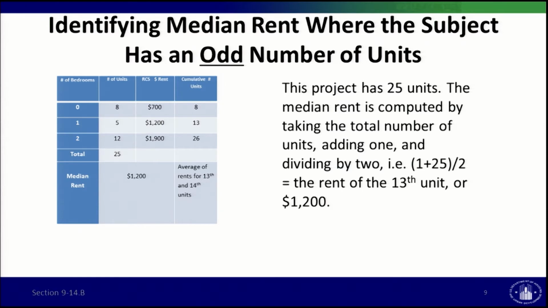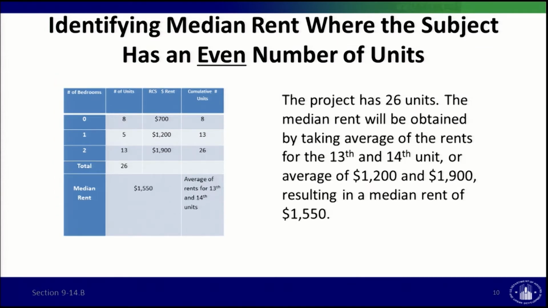Simple, hopefully. In this example, you have a project that has an even number of units, 26 units. The median rent here, a little bit more difficult, but not really, will be obtained by taking the average of the rents for the 13th and the 14th unit. In this case, the rent for the 13th unit is $1,200, and the rent for the 14th unit is $1,900. You add $1,200 and $1,900, and divide by 2 with a result of $1,550.